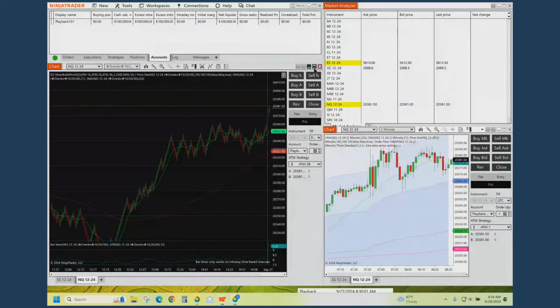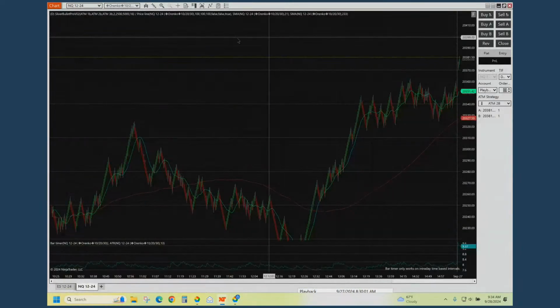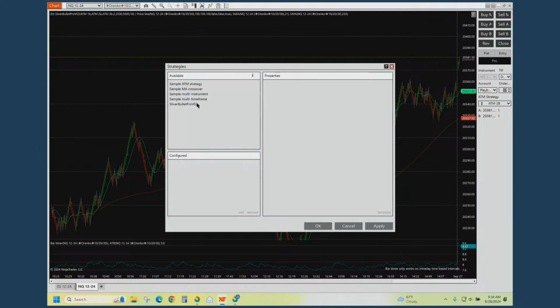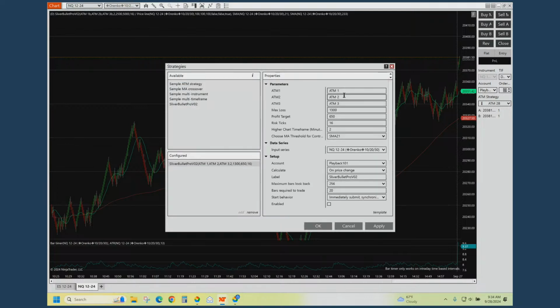So here is the software. Before that, this is the chart, this NASDAQ futures chart. I have used special Renko bars for it. And here is the software. I'll load the software.